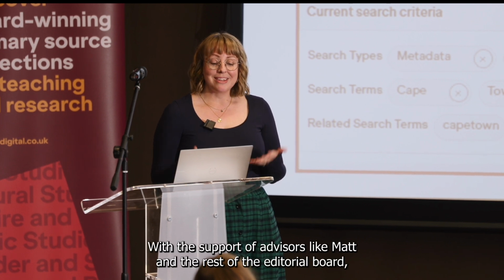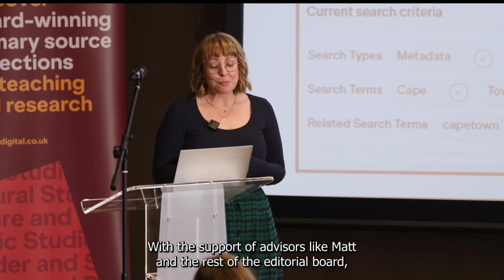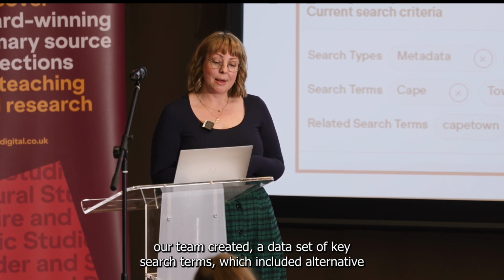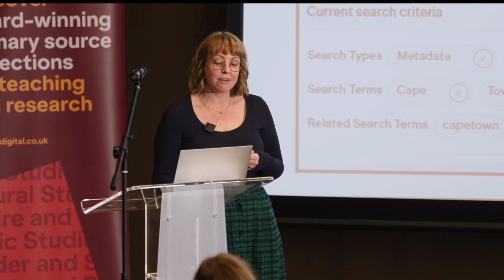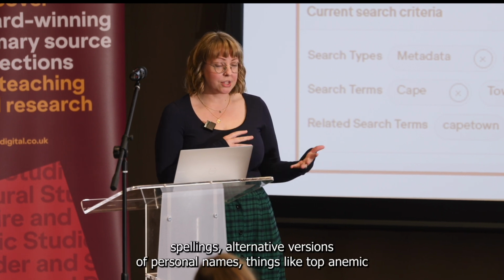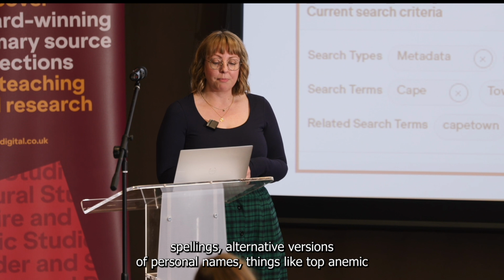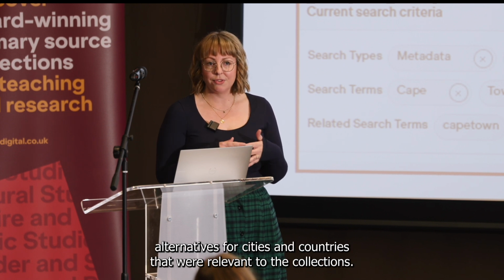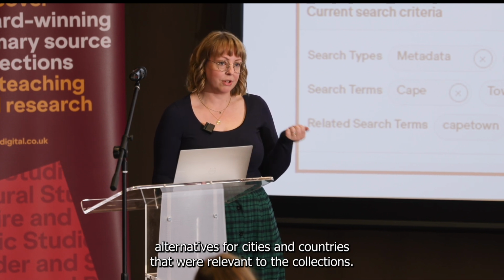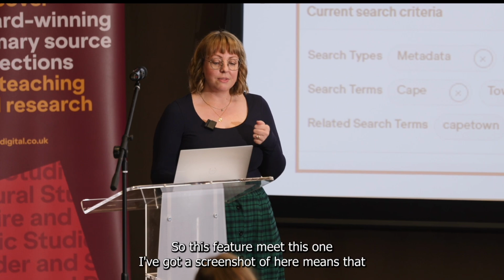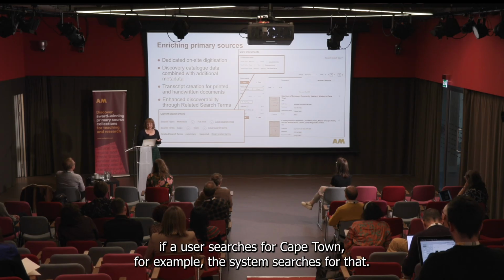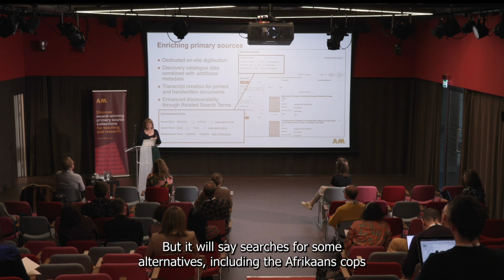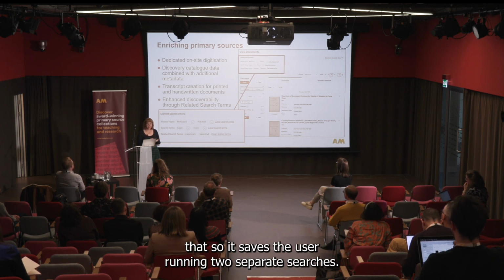With the support of advisors like Matt and the rest of the editorial board, our team created a data set of key search terms, which included alternative spellings, alternative versions of personal names, things like toponymic alternatives for cities and countries that were relevant to the collections. So this feature, this is what I've got a screenshot of here, means that if a user searches for Cape Town, for example, the system searches for that, but it also searches for some alternatives, including the Afrikaans Kaapstad.